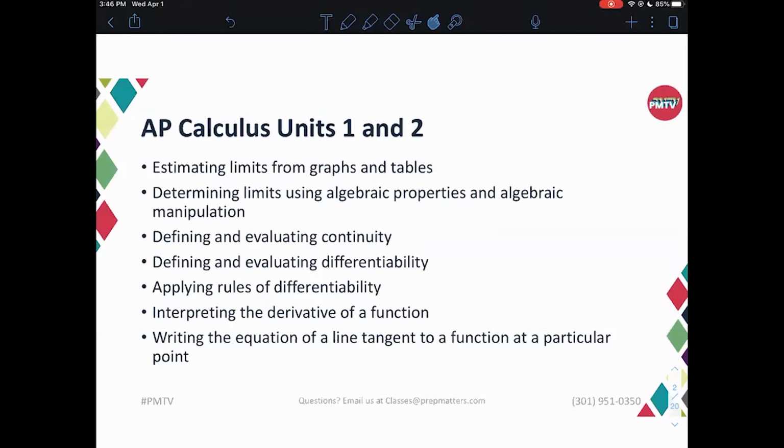So from a calculus perspective, this Unit 1 and Unit 2 material, it's not a lot. It's not something that we can really make an in-depth free response question about, but it is something that kind of permeates through everything that we do. This is essentially the alphabet of calculus.